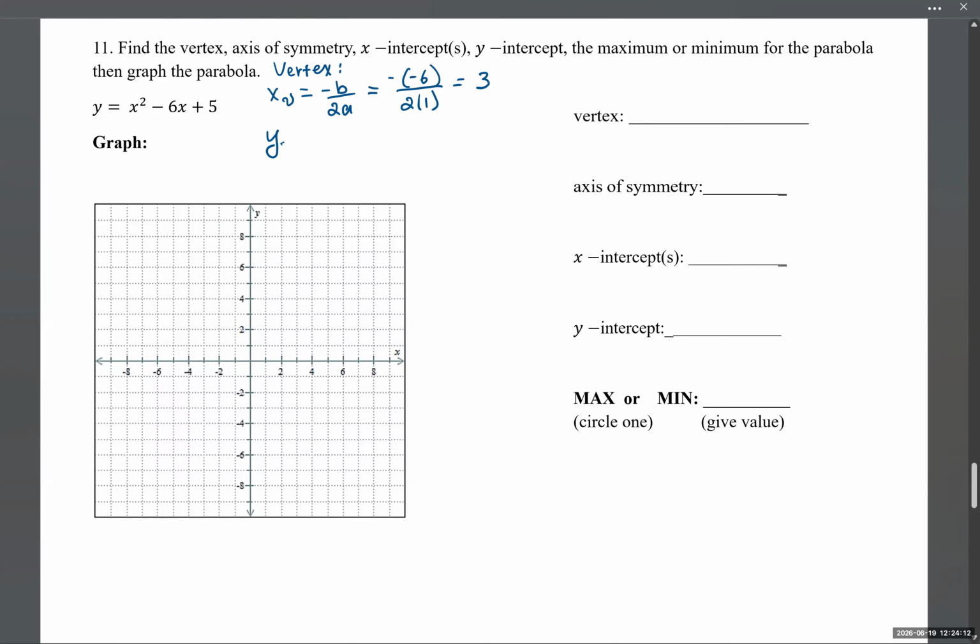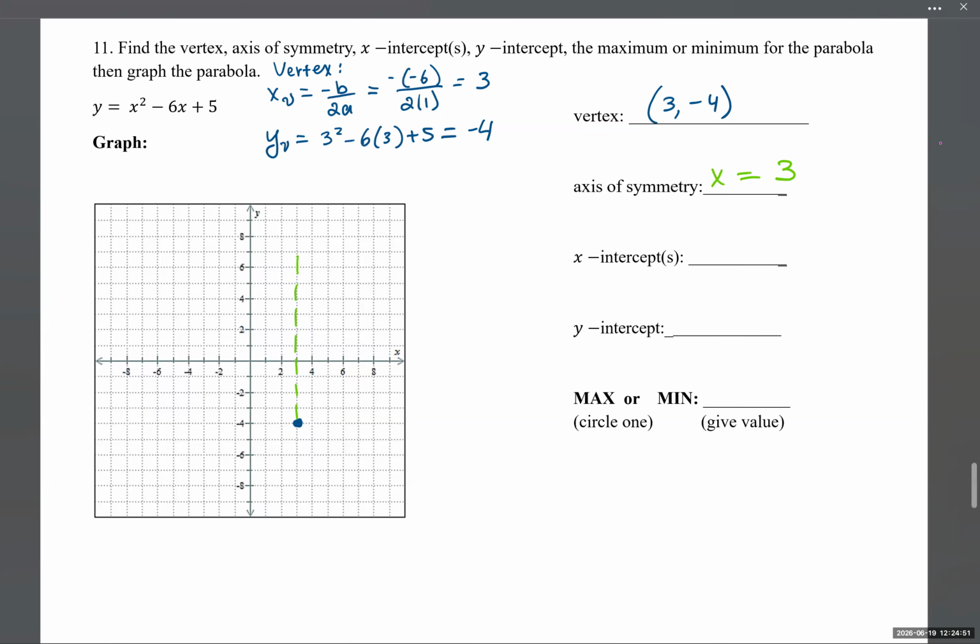And then for the y coordinate of the vertex, plug that 3 into the equation: 3 squared minus 6 times 3 plus 5. That should give you negative 4. So the vertex is at (3, -4). We'll go ahead and plot that point, 3 and negative 4, right here. Then the axis of symmetry always runs through the x coordinate of the vertex, so it's going to be at x equals 3.